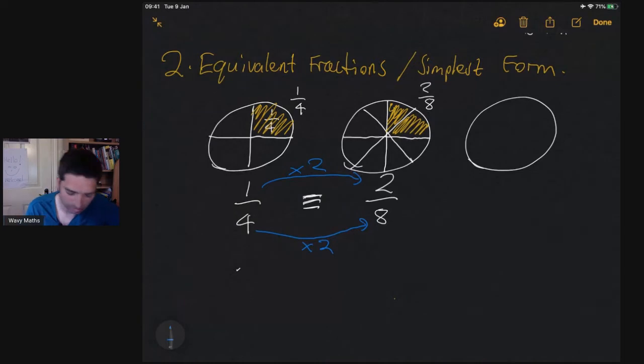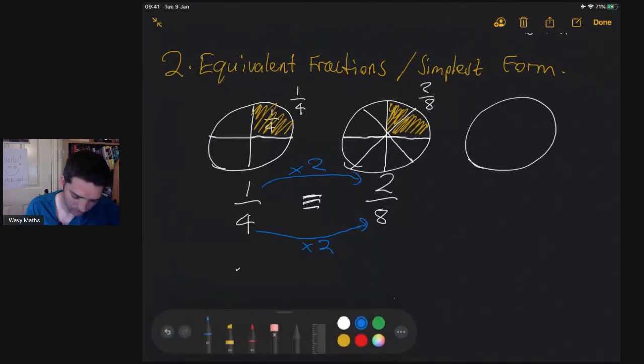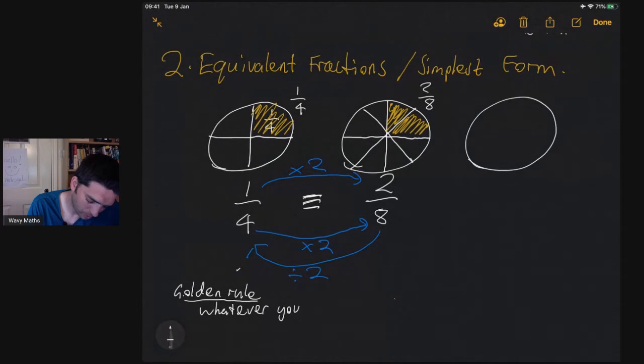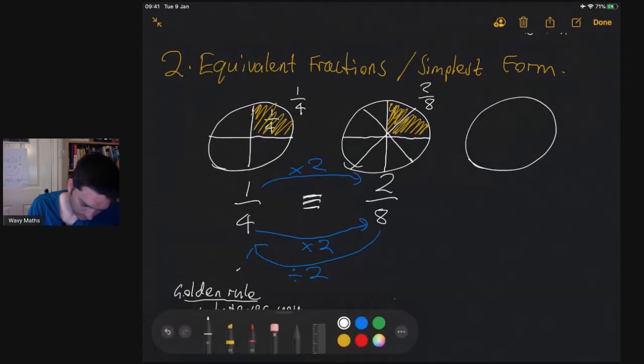And of course you can go backwards as well. If you go backwards, you would be dividing by 2. So if you started thinking of 2 eighths of cake and thought, how could I do it simpler? You could just cut it up into 4 and eat one of them. So if you go back, you would have to divide by 2. And that's where this rule comes in that you might have heard before, the golden rule of fractions, and especially equivalent fractions.